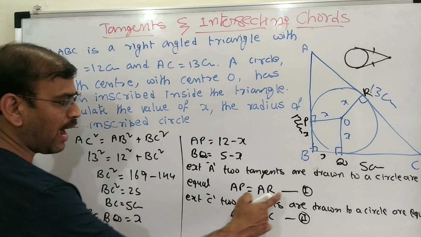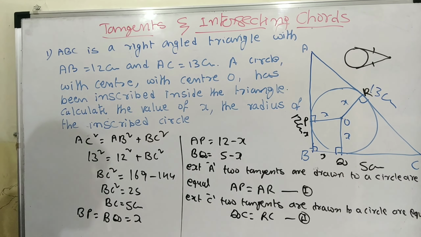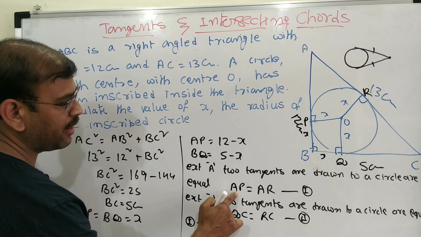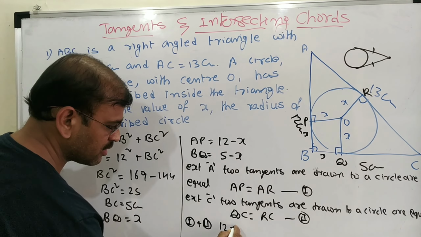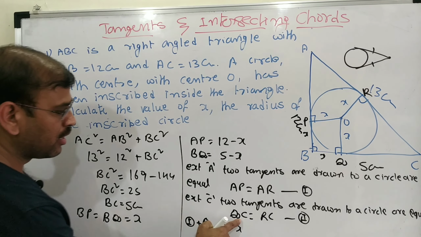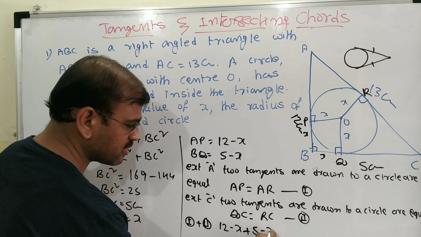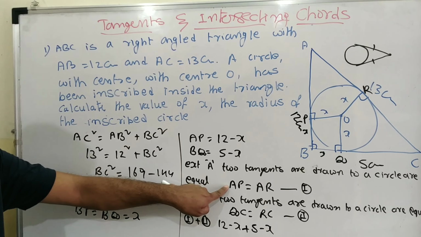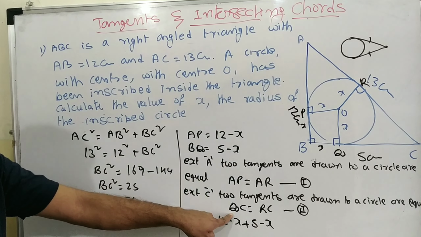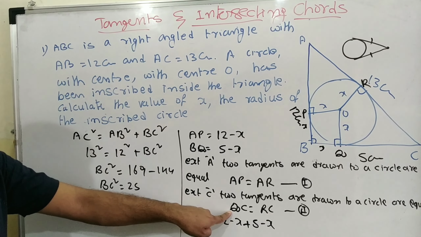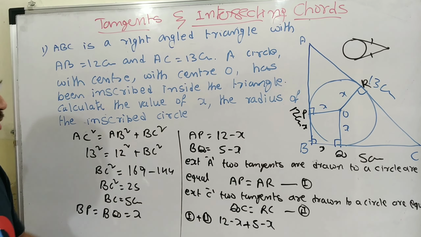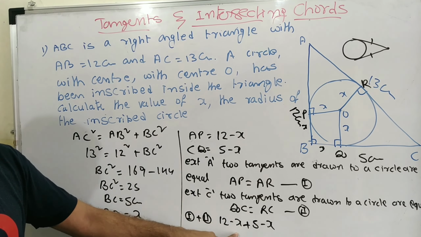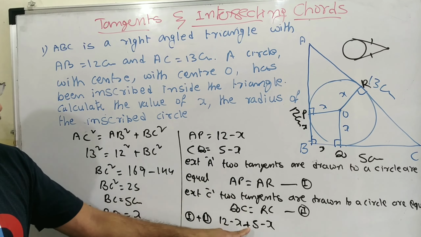Now I am going to add 1 and 2. When I add 1 and 2, what do I get on the left hand side? AP value is 12 minus x. QC value is 5 minus x. I am adding the left hand side, remember carefully. So AP is 12 minus x. QC, sorry, this is CQ. CQ or QC value is 5 minus x. Here I corrected, CQ value is 5 minus x.